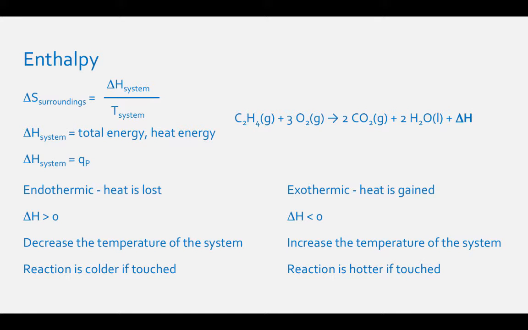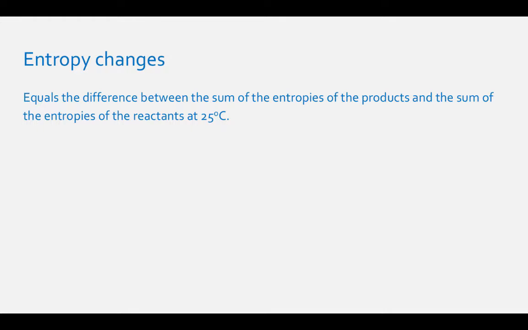A way to calculate entropy changes is by an equation that equals the difference between the sum of the entropies of the products and the sum of the entropies of the reactants at 25 degrees Celsius. The standard delta S of the reaction equals the sum of all the coefficients of the individual products times their standard entropies, minus the sum of all the coefficients of the reactants times their standard entropies.